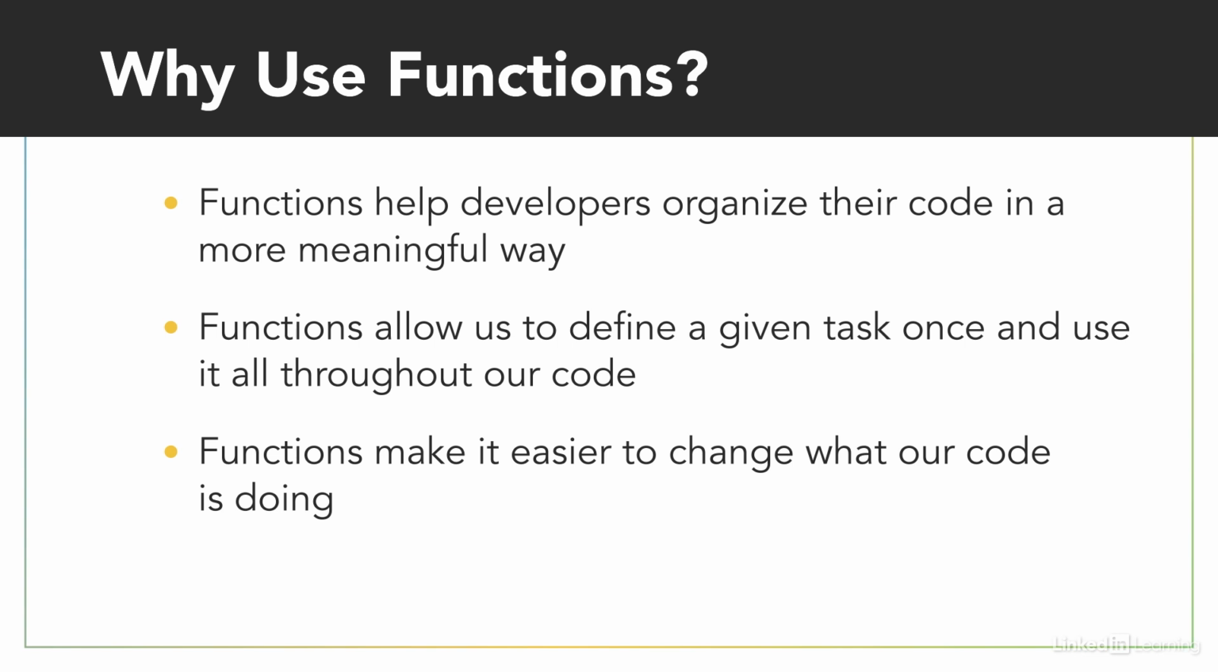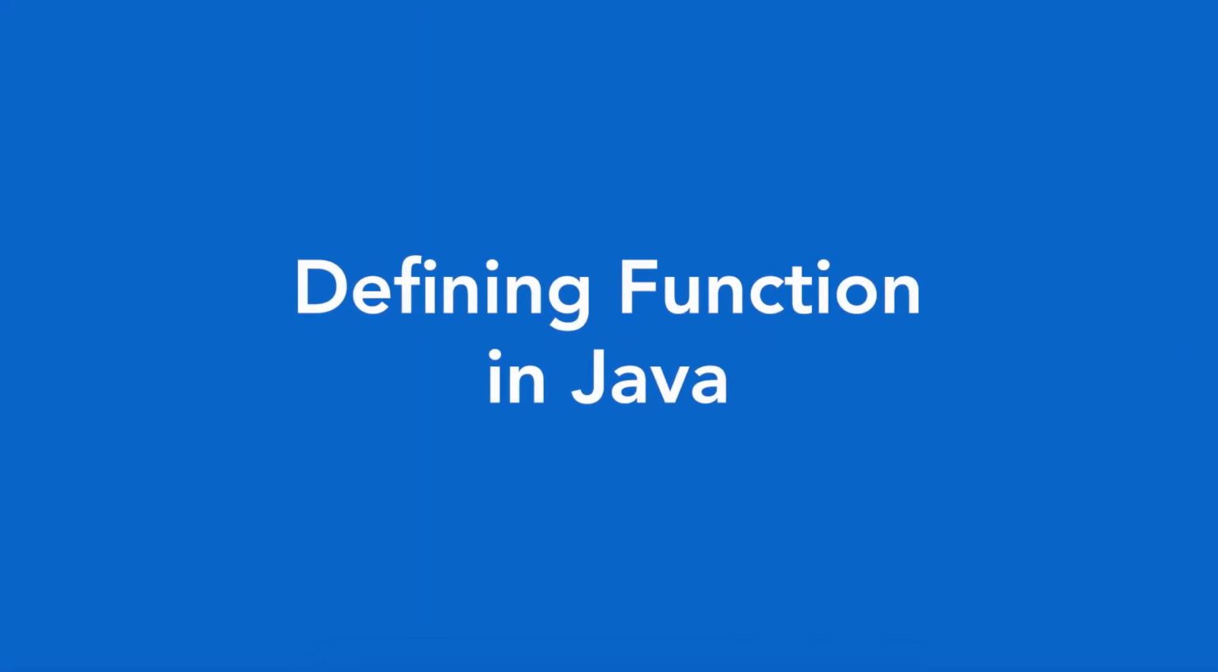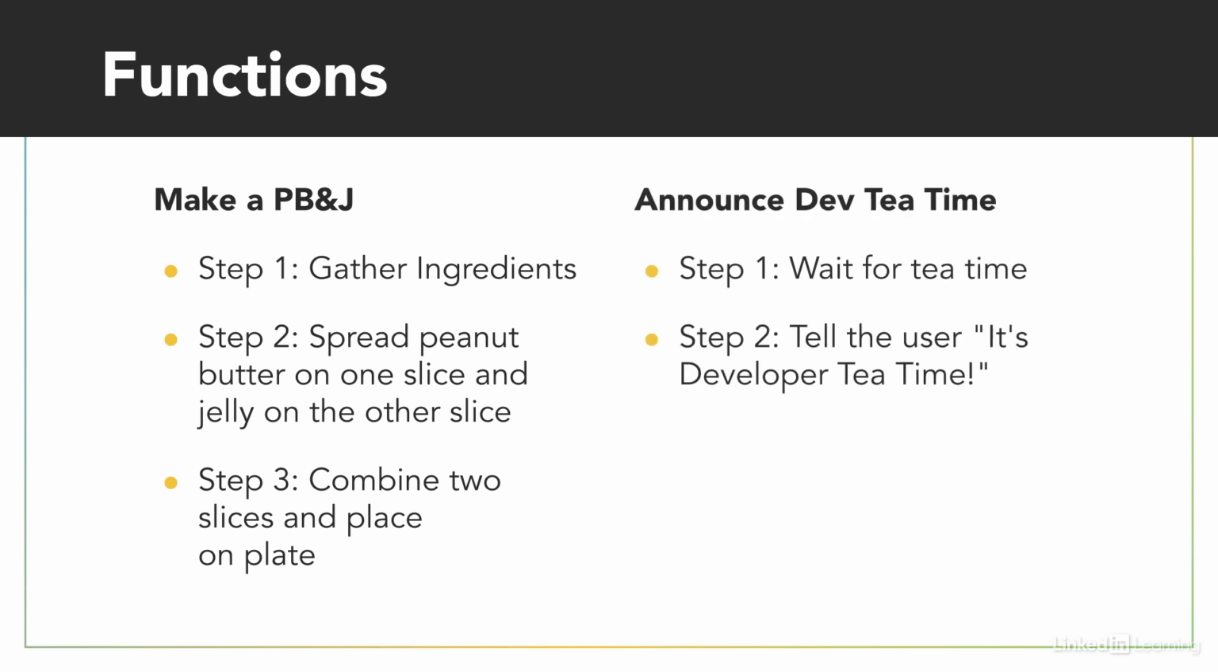Next, we'll create and use our first function in Java. To use a function in Java, we must first define the function. We've already seen this a little bit with the functions we mapped out in the last lesson. For the Make PB&J Sandwich function, we had to define the steps needed to accomplish the given task, make a peanut butter and jelly sandwich. For Announce Developer Tea Time, we had to define the steps to announce tea time.